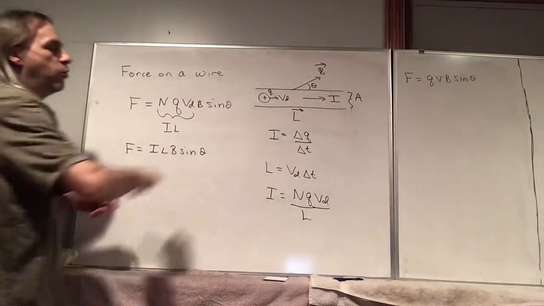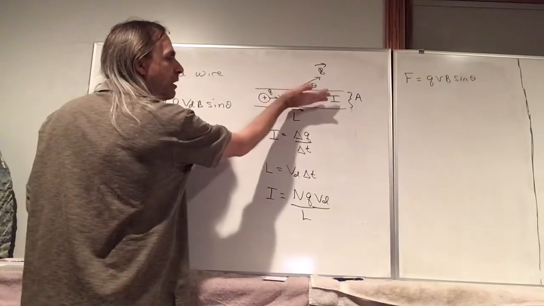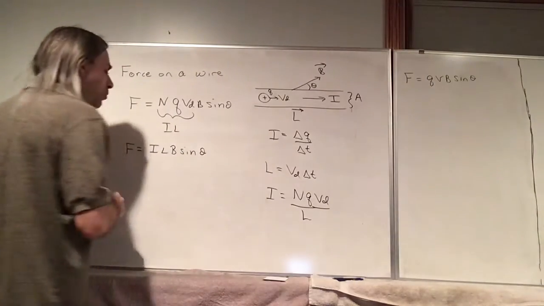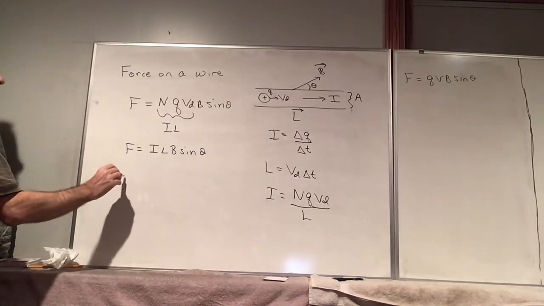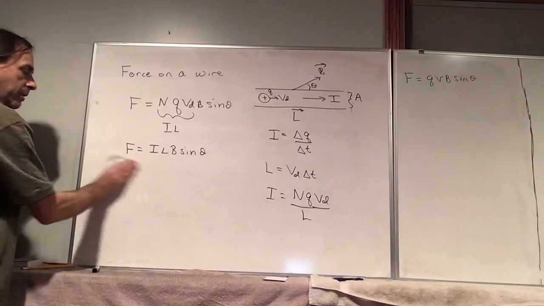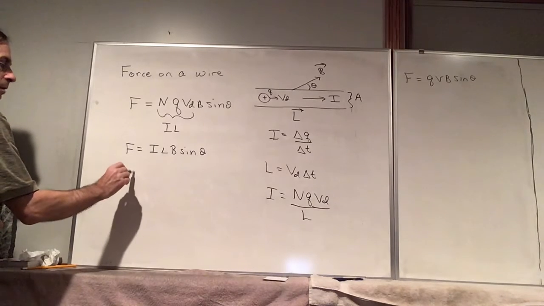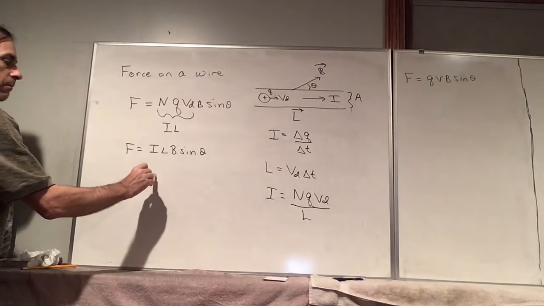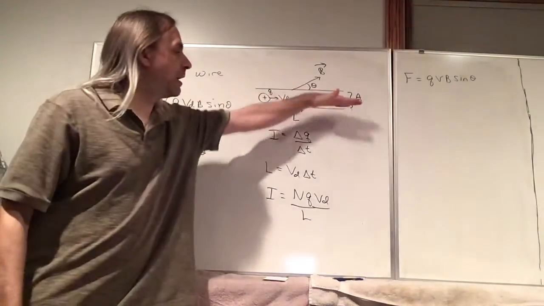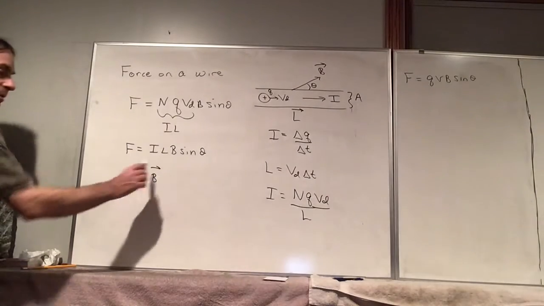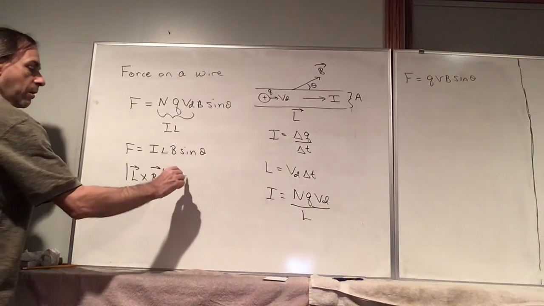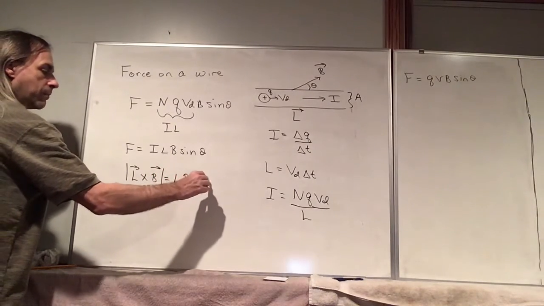And so we know positive charges are moving in this direction. From the right-hand rule, the force is out of the board. Let's look at L cross B. We define this vector L to be in the direction of the current, so the magnitude of L cross B is going to be LB sine of theta.